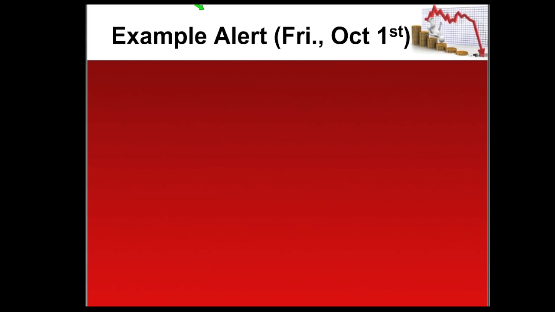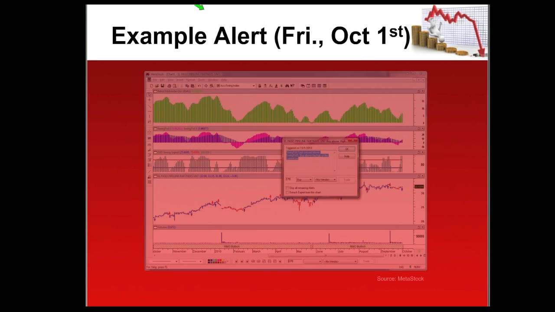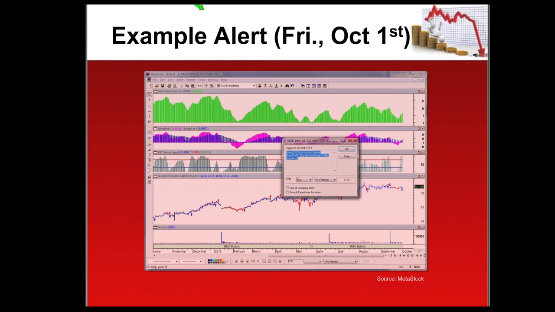So this is just an example. This took place on October 1st of last year. I just haven't updated this slide, but the concept is the same here. It doesn't really matter when this happened. What happens is that the expert advisor will provide you with one of these pop-up windows. It'll give you a little alert language and tell you that something happened on the chart that you need to take a look at. In this particular case, it's telling us that Swing Trade 2 just crossed above Swing Trade 3, which generated this blue buy arrow down here.